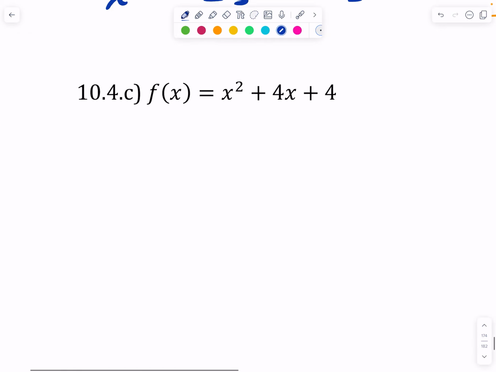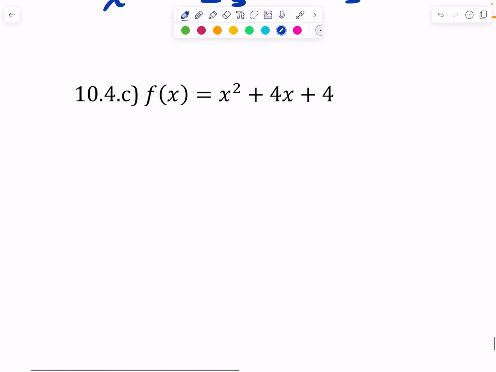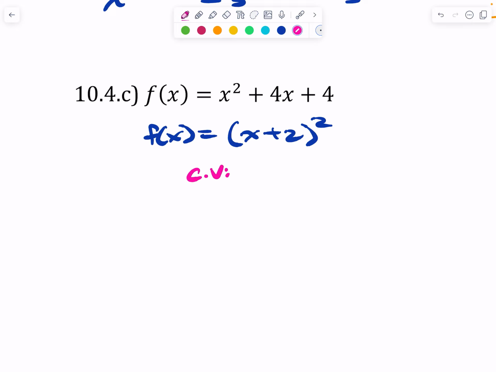Well, next example. This thing factors as, well, that's just (x + 2) squared. Interesting. Where's the vertex of that thing? They say nobody knows. But you know. And the critical value here is just negative 2.